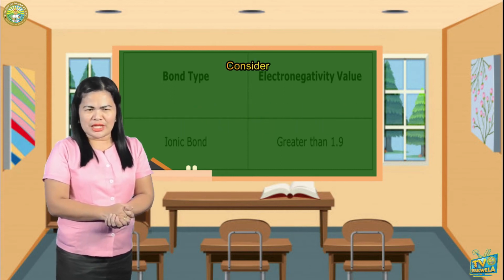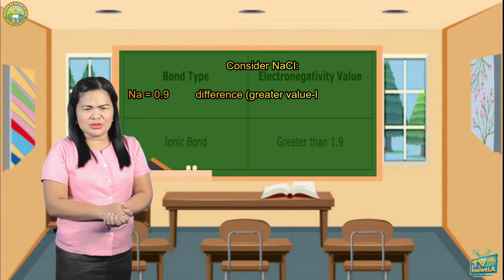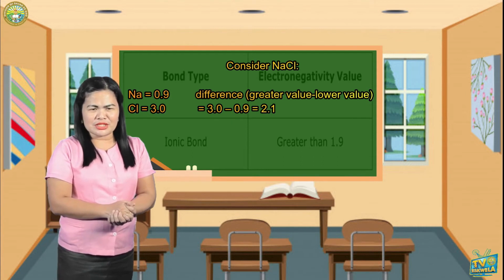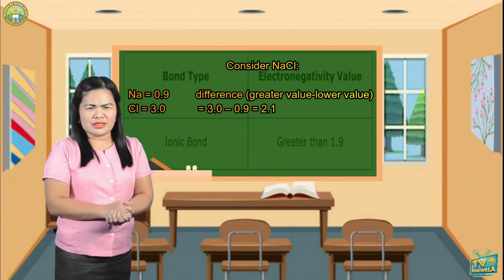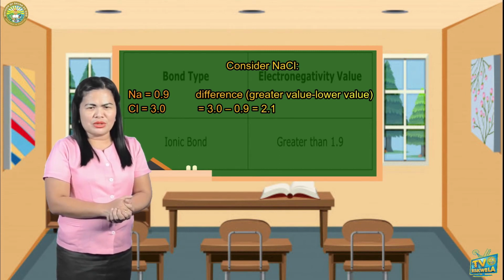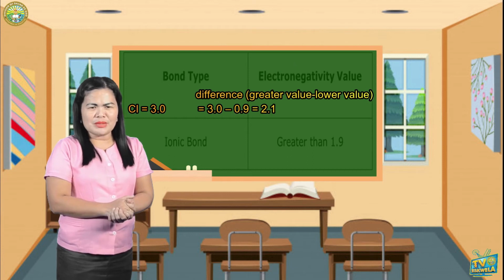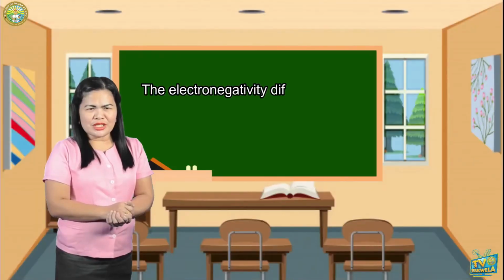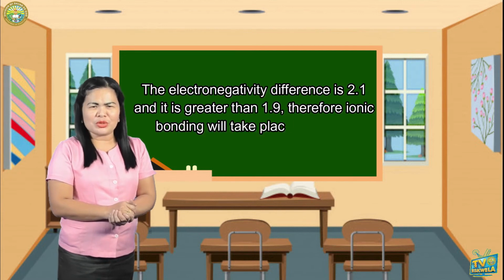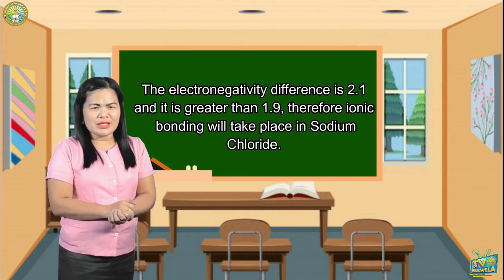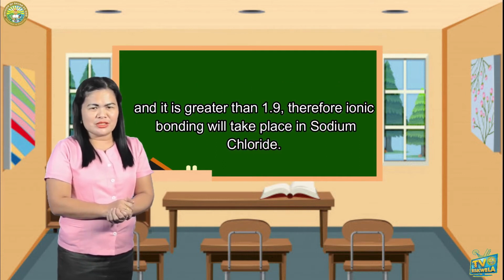Consider sodium chloride. The electronegativity value of sodium is equal to 0.9, while chlorine is 3.0. To get the electronegativity difference, you will subtract greater value minus lower value. 3.0 minus 0.9 is equal to 2.1. So, the electronegativity difference is 2.1, and it is greater than 1.9. Therefore, ionic bonding will take place in sodium chloride.